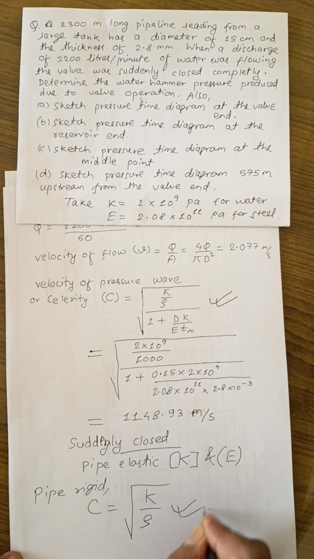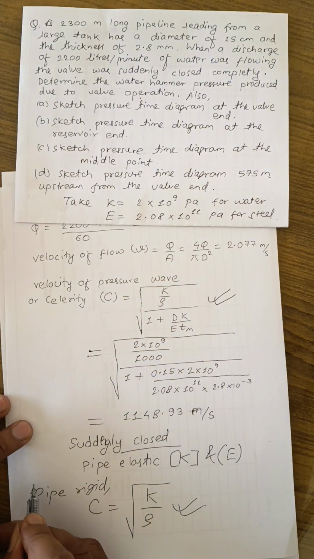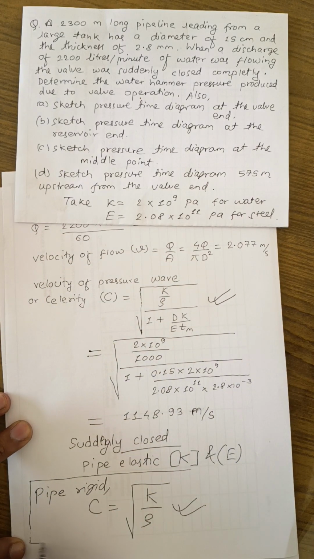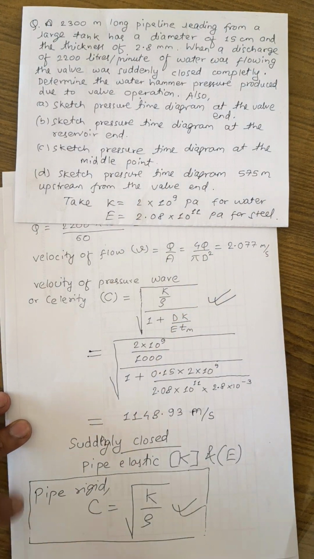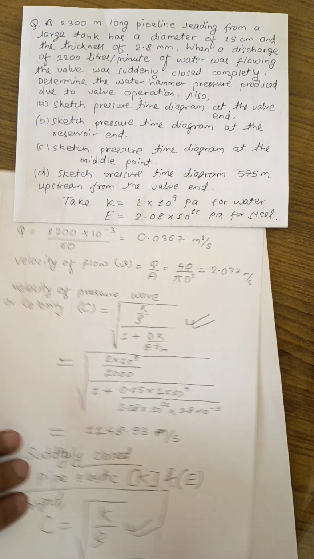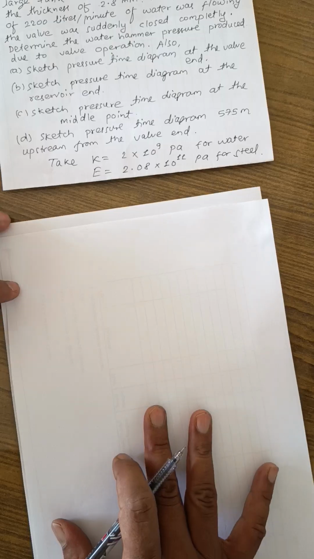This is the formula for the celerity, which is only the square root of K by rho. But this is not the case. This is the case of sudden closure of valve and pipe is elastic, so we are using this formula. You understand? Now let's go to the next part. I have already got the celerity C.